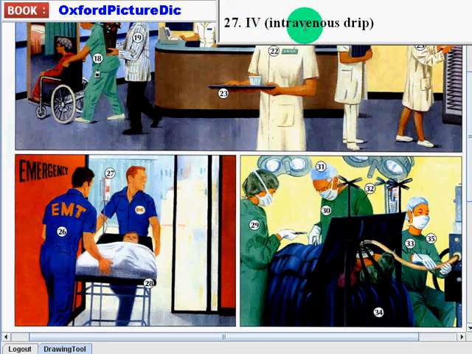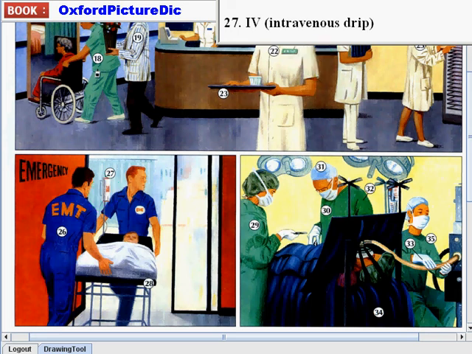And in number 27, we can see here the IV, or intravenous drip. IV is an apparatus for giving medicine or nutrients through the veins. IV is an abbreviation for intravenous. This is really needed, especially when the patient is unconscious. It gives big help to patients.